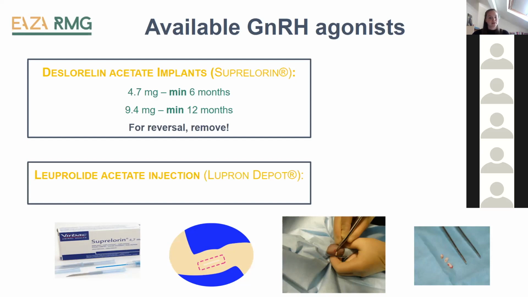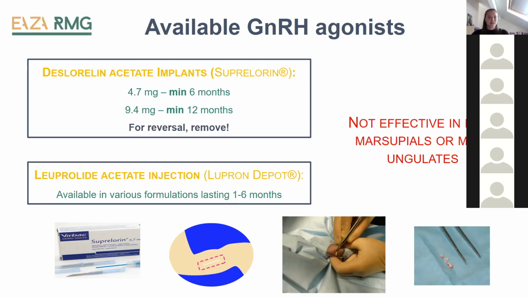And then also there's leuprolide acetate, which is an injection. This is available in various different formulations, lasting between 1 to 6 months, and dosing will depend as well on the species that you're contracepting. GnRH agonists generally have not been found to be effective in either male marsupials or male ungulates, so we generally wouldn't recommend that they're used in those species.